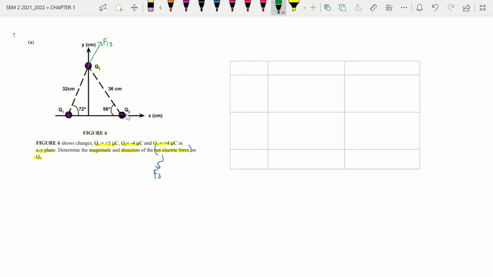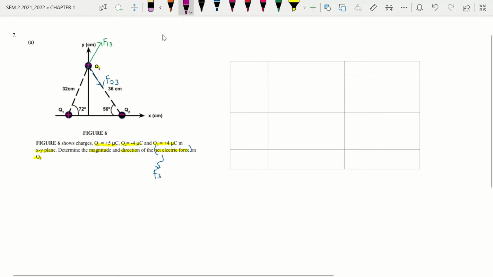Okay, let's look between charge 2 and charge 3. Charge 2 and charge 3 have different charges, which is positive and negative. So if they have different charges, they are going to attract. So if they are going to attract, mereka akan bertembung lah. So the force is going to be like this. So this is your force you feel of charge 2 on charge 3. Okay, so that is our second step.